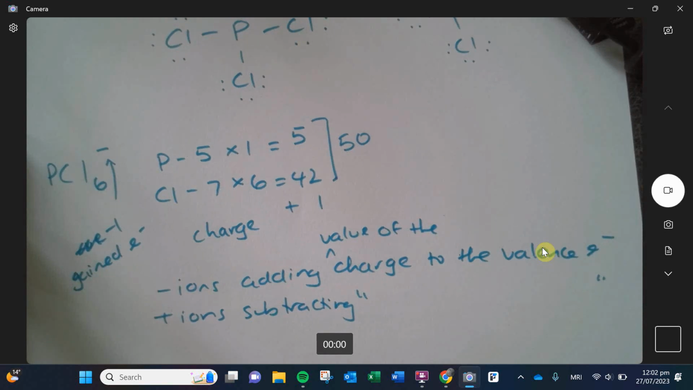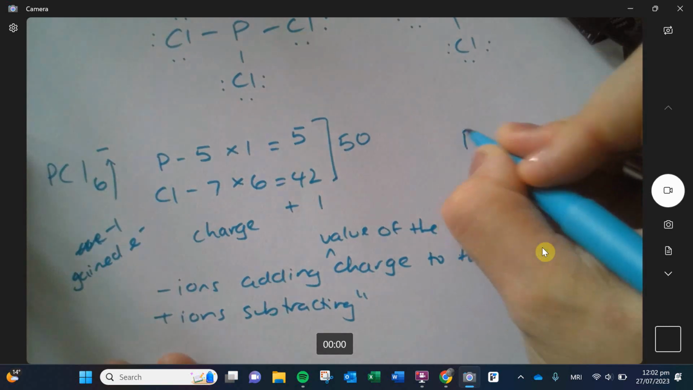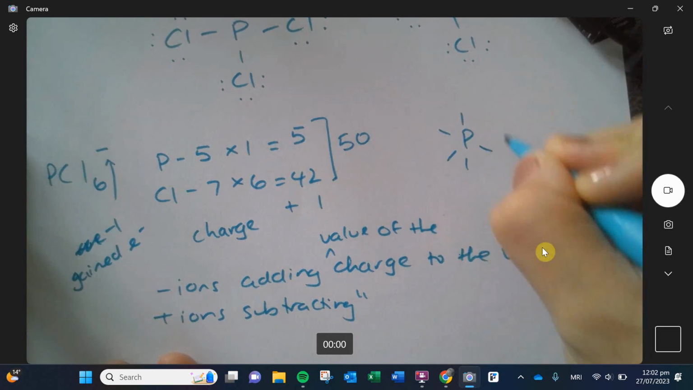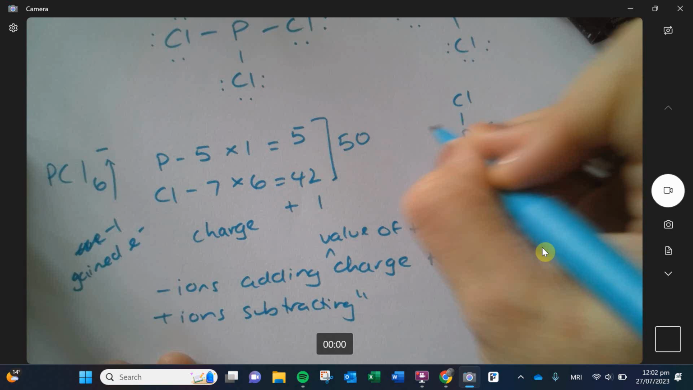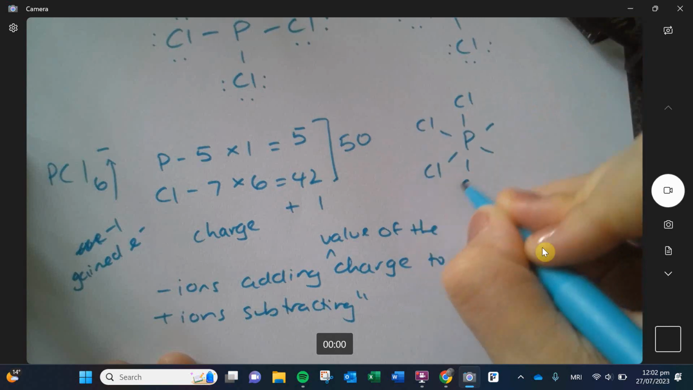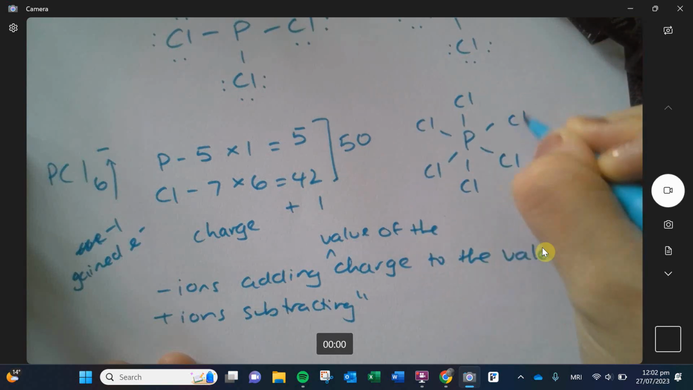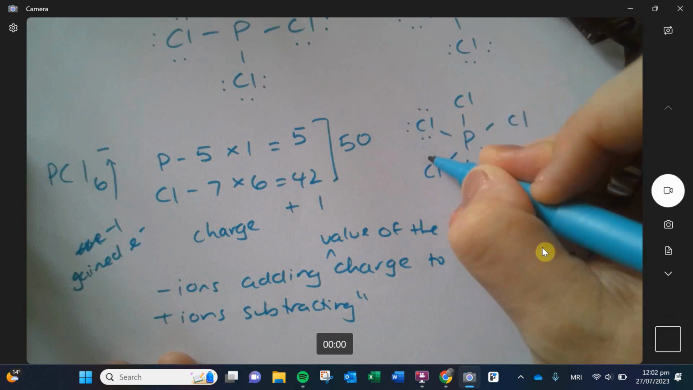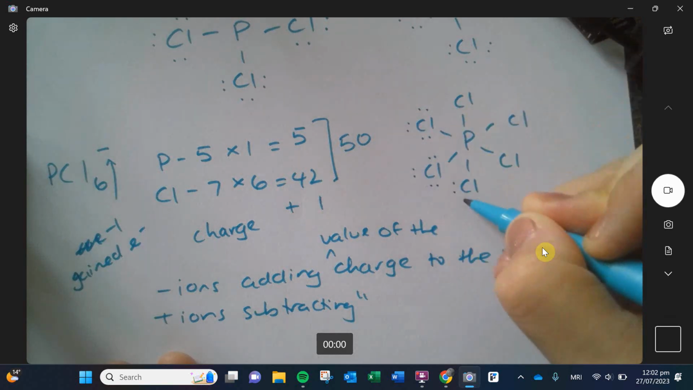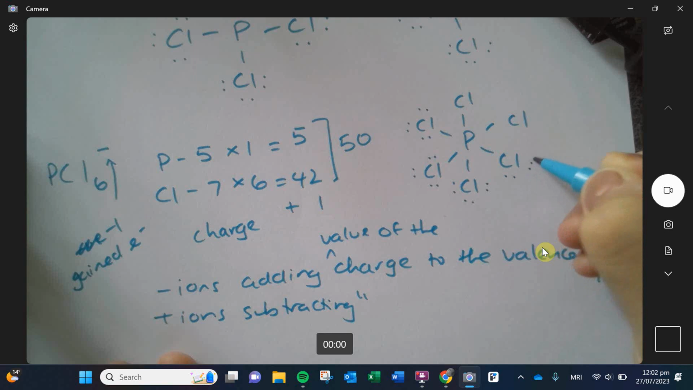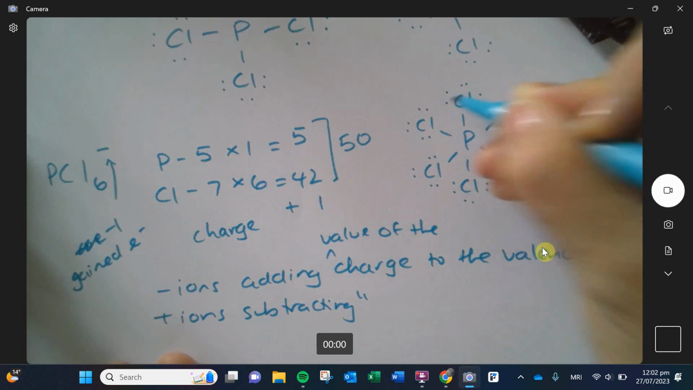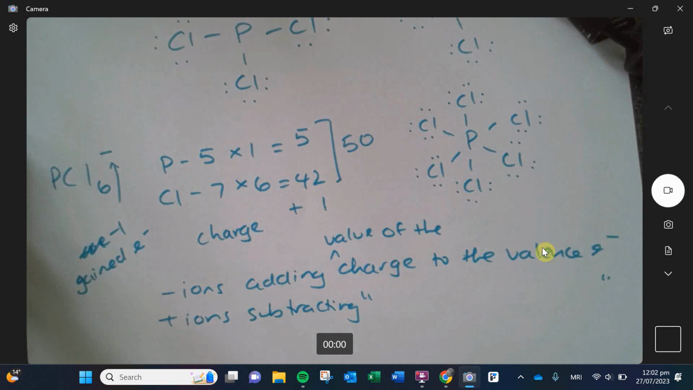Same method as you would before. Phosphorus is your center atom. This guy is showing that I can hold up to 12. Put all my chlorines around it, and then drop your electrons on your chlorines. And then what I would do is double check your electron count.